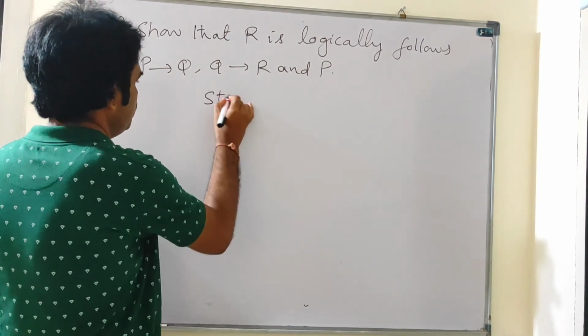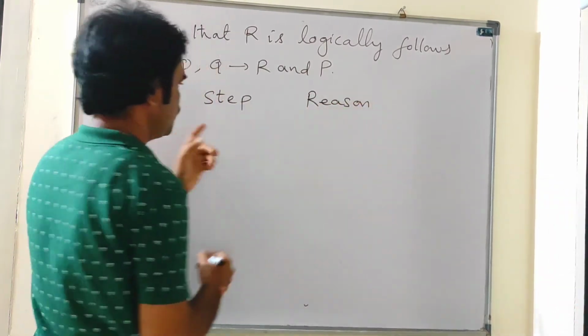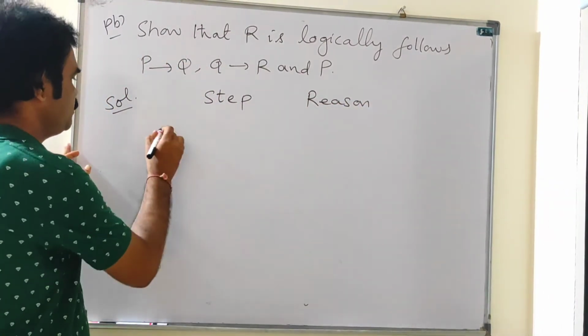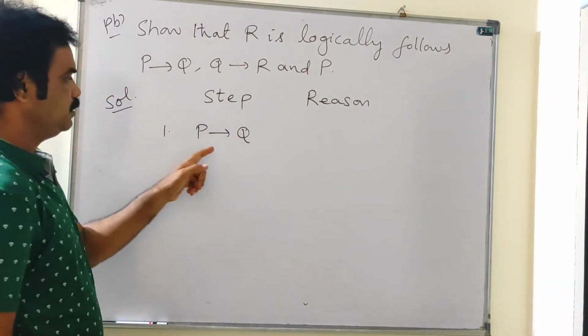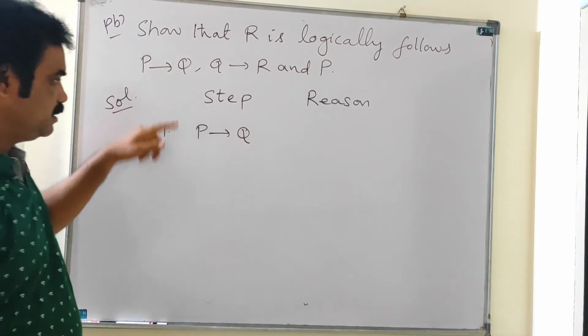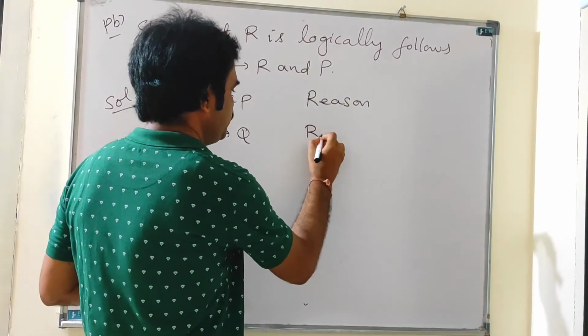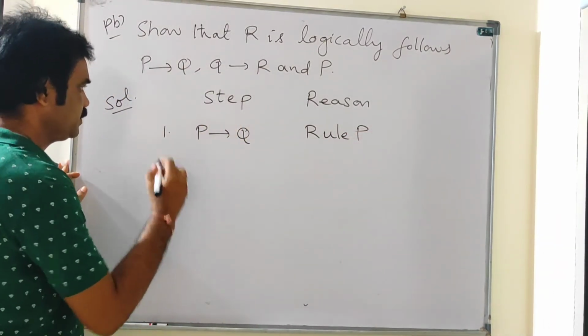Let's write step and reason. Step 1: P implies Q. This is in the given premises. If we introduce a premise, that is rule P.